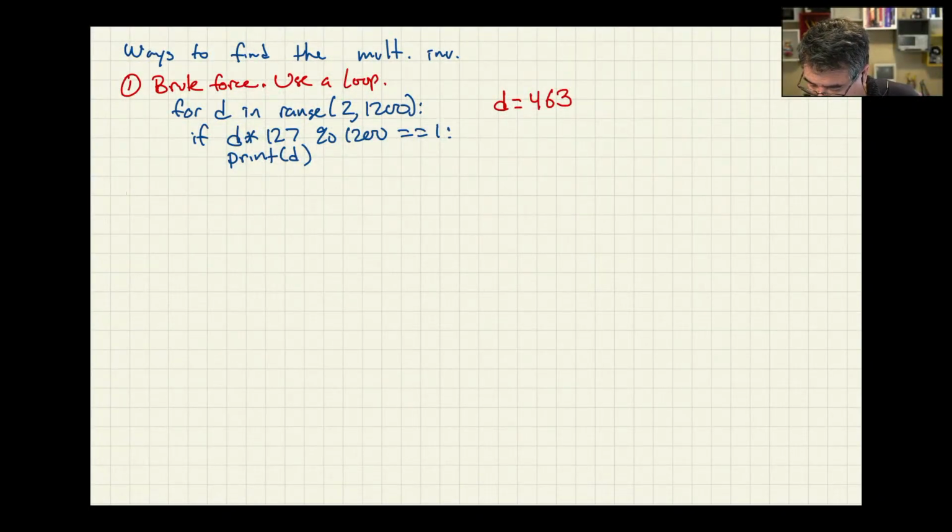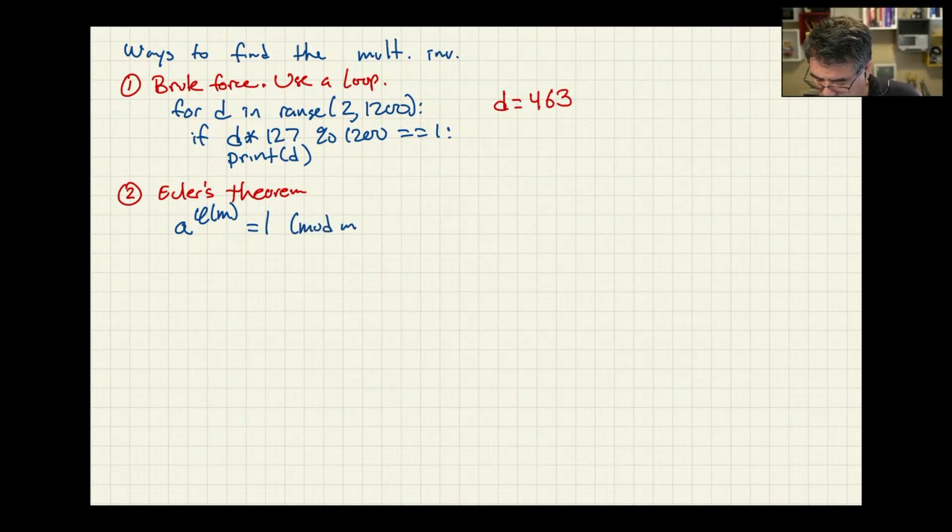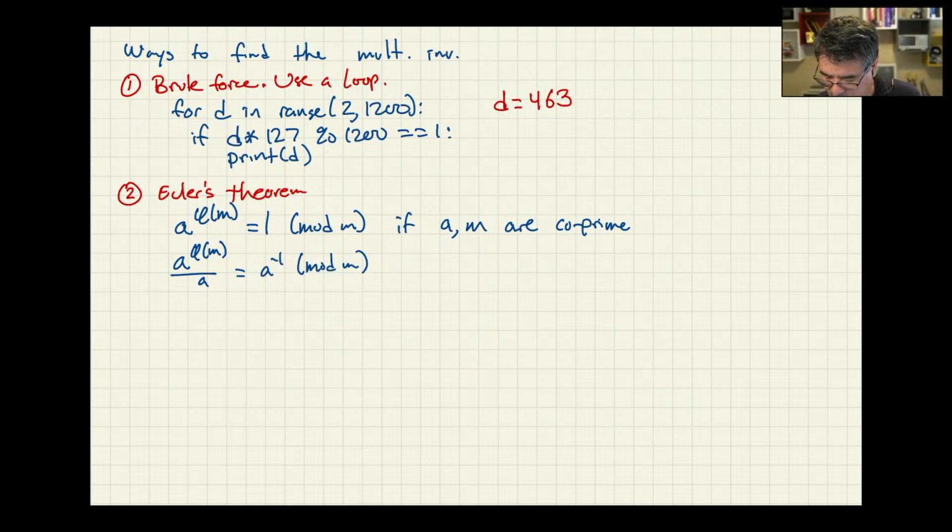So technique number 2. Euler's theorem. So that one was a to the totient of m is equal to 1 mod m if a and m are coprime. Now, by itself, this is not useful to us, but if we divide both the right-hand side and the left-hand side by a, we get a to the totient of m divided by a equals a to the negative 1 mod m. And then we can rewrite that left-hand side to be just a to the totient of m minus 1 is equal to a to the minus 1 mod m.